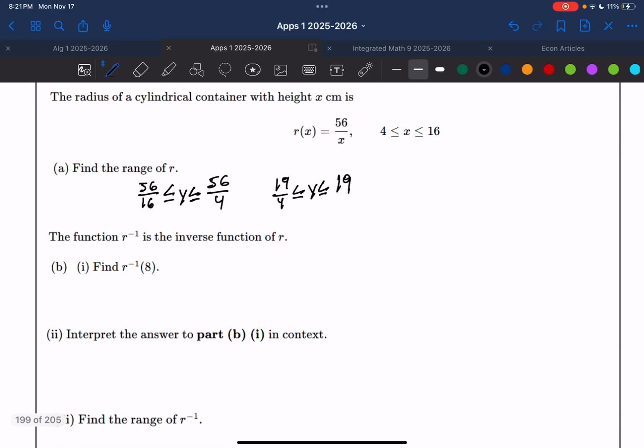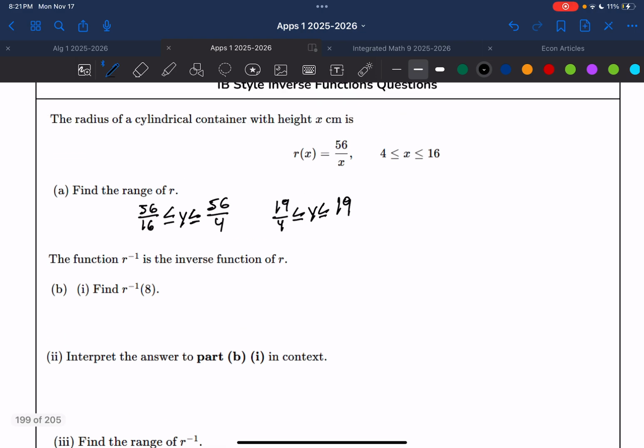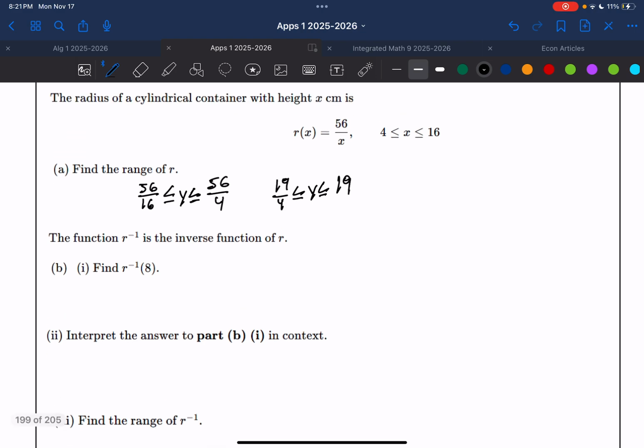All right. So now we have this function, and r-1 is the inverse function of r. We're trying to find r-1 of 8. The other way of thinking about that is, if we're looking for the output value when we input 8 into our inverse function, that's the same as saying, where does our regular function r of x equal 8? Because if r of x equals 8, then whatever that x value is will be the output when we input 8 into the inverse function.